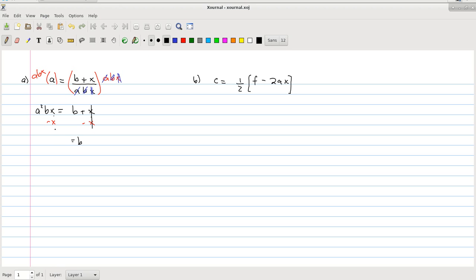On the left-hand side, it's tempting, but do not cancel these x's. These aren't like terms. One has an a squared b, and the other one doesn't. So we have to just string these together as a squared bx minus x.